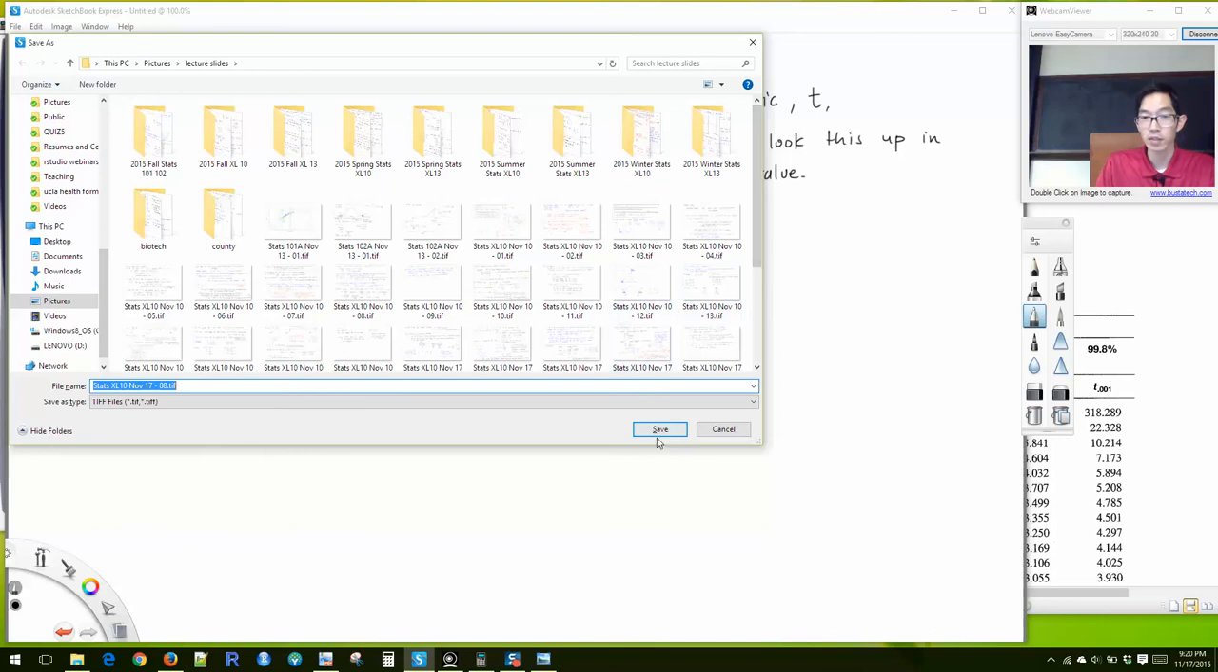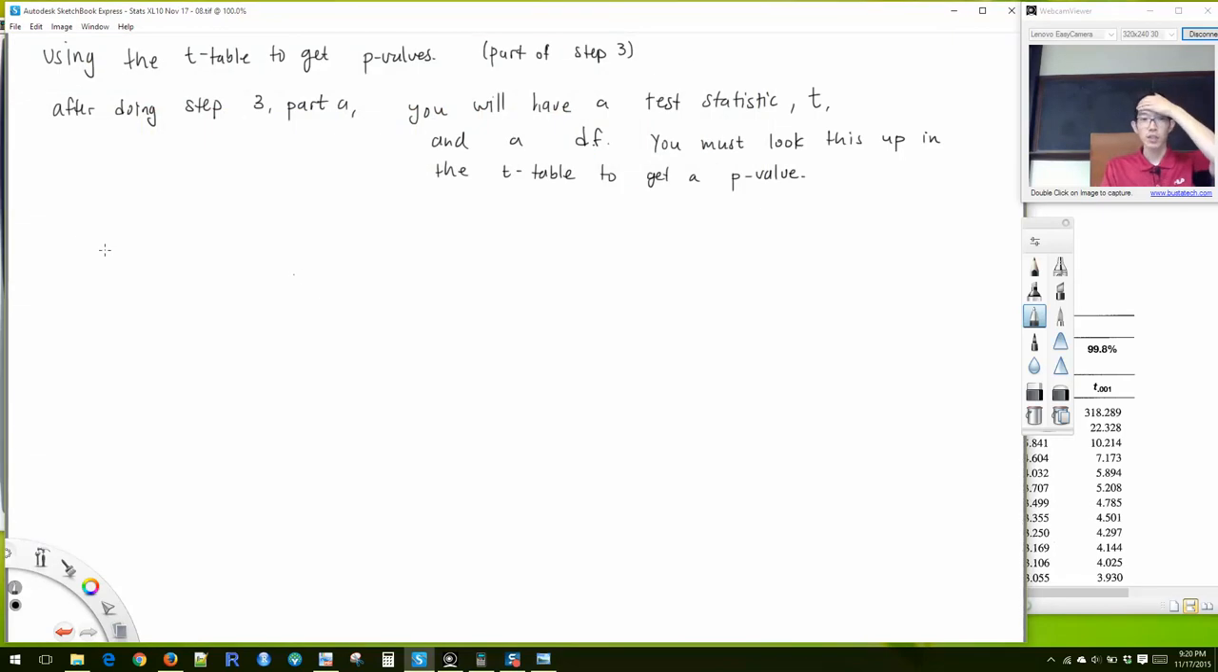Okay, so let's talk about this. All right, so scenario 1. Your t is equal to 3.10, degrees of freedom is equal to 7.